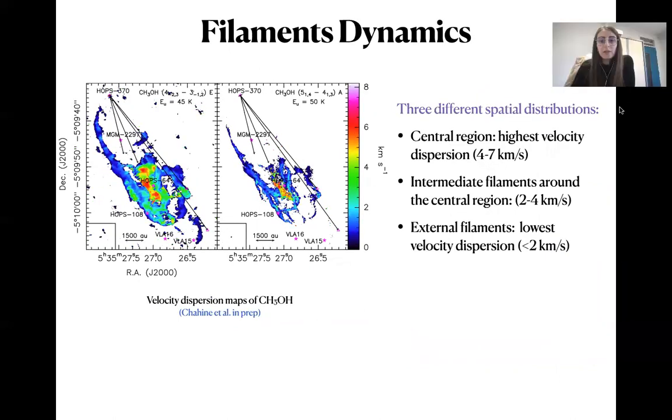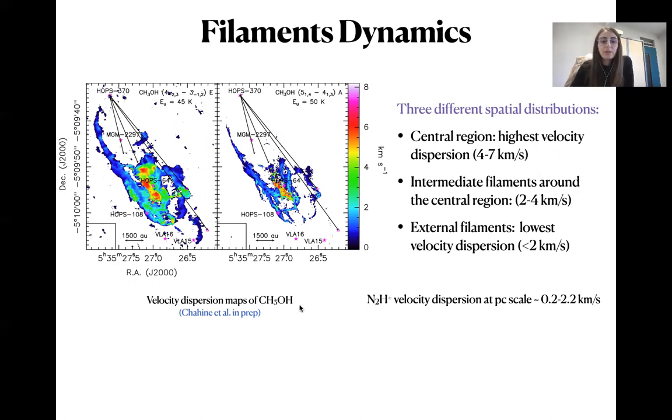Here I show the velocity dispersion maps of methanol, and we can see that the external filaments have a low velocity dispersion of less than 2 kilometers per second. The filaments that we have called intermediate filaments have a velocity dispersion between 2 and 4, while the highest velocity dispersion is observed at the center of the protocluster, between 4 and 7 kilometers per second. On the other hand, with N2H+, the velocity dispersion was between 0.2 and 2.2 kilometers per second, which is much less compared to what we see.